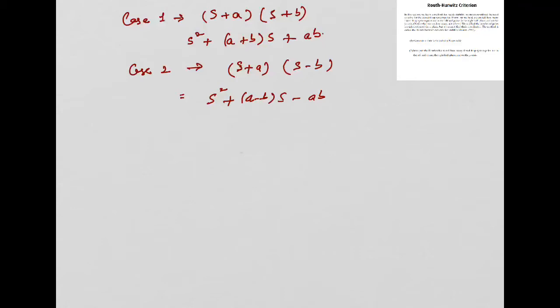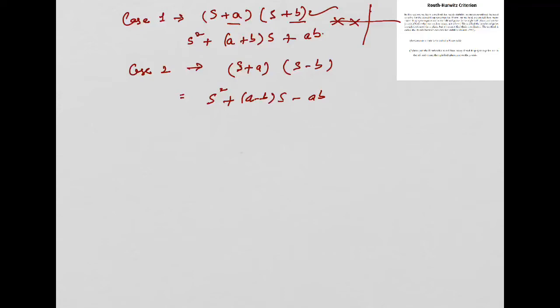Now let us take a small example. Let us suppose that we have two roots of the denominator, a and b, which are on the left side of the plane, and then we expand it. After expanding, we get this polynomial. From this we can see that all the coefficients of the polynomial are positive in this case.